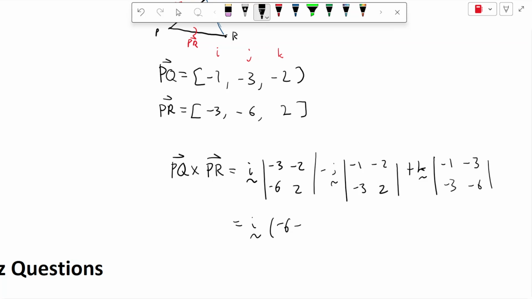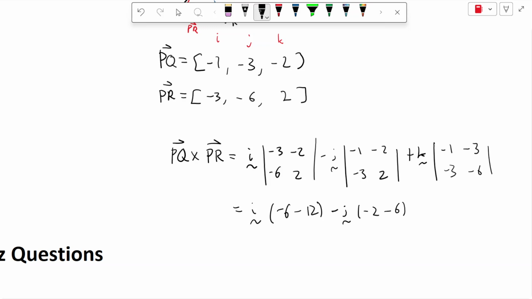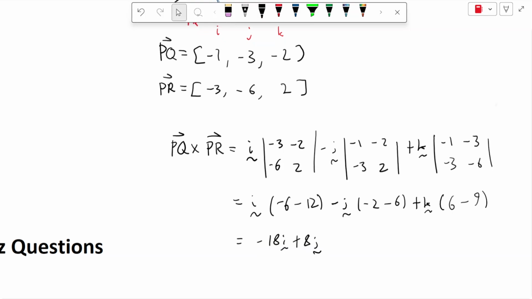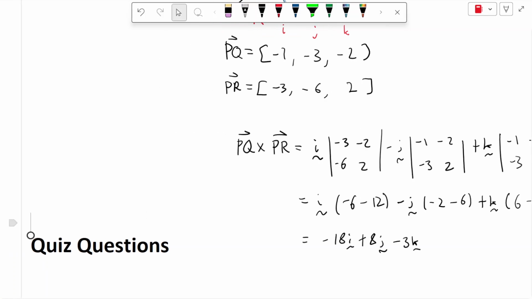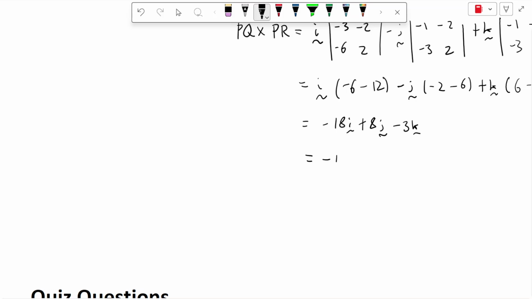There are 3 negatives there. So there's a negative from the formula and then the 2. So it will be a take 12. This is minus 2, 1, 2, 3. So take 6. And then plus k. That becomes positive 6. Take 9. So this is minus 18i plus 8j, because it was minus 8 and then there's a minus in front of the j as well. Take 3k. There we go. So this is the vector (minus 18, 8, minus 3).